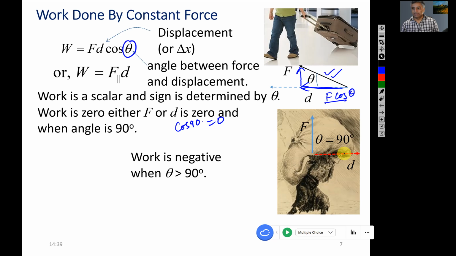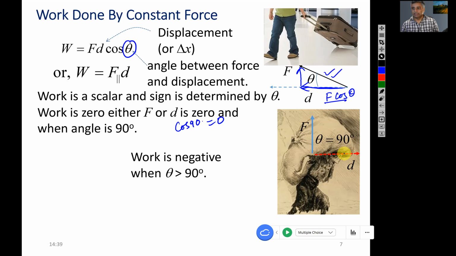Now work done starts getting negative when the angle between force and displacement becomes larger than 90 degree. Larger than 90 degree. And maximum negative when the angle is 180 degree. Cosine 180 is -1. So maximum negative. Okay.